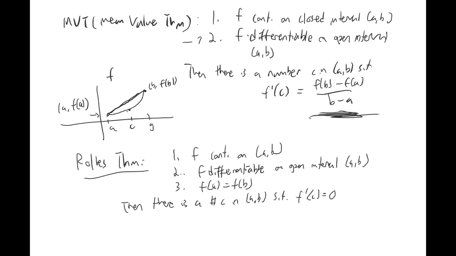So can anyone tell me, just before we go, why Rolle's theorem is a corollary of MVT? So if I assume f of A equals f of B, what's the value of this? What's the value of the numerator? Yeah, so you see Rolle's theorem is just a special case of MVT, where you're assuming the numerator is 0. I mean, f of B equals f of A just means the numerator is 0.